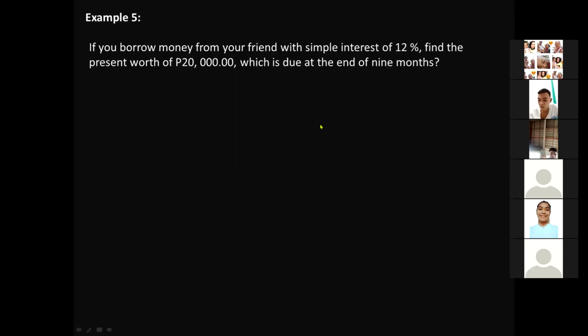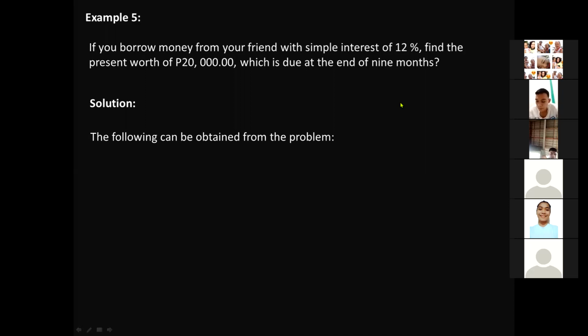And then, example number 5. Questions so far? Any question? Okay, look at this. If you will borrow money from your friend with simple interest of 12%, find the present worth of 20,000, which is due at the end of 9 months. Solution? The following can be obtained from the following.